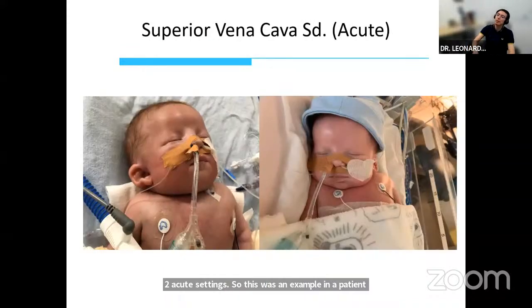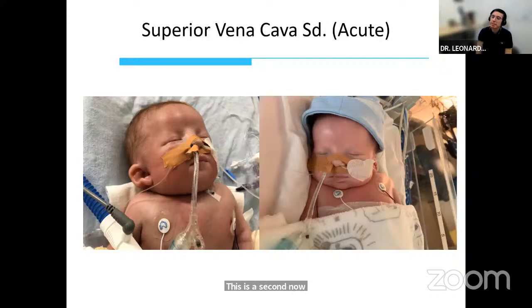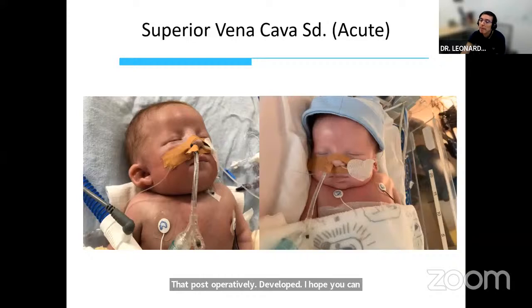This is a second, now a neonate, with acute onset, a patient with tetralogy of Fallot that post-operatively developed, I hope you can appreciate in the picture on the left, facial swelling and facial plethora and the richness of increased superficial venous web on his chest, in addition to the swelling that you can hopefully identify. He required high pressure ventilatory support, very high PEEPs because of the increased pressure.